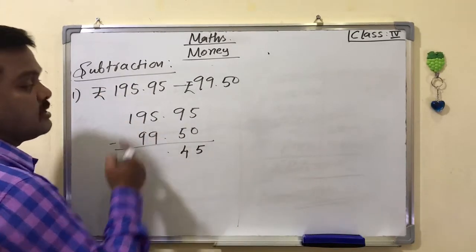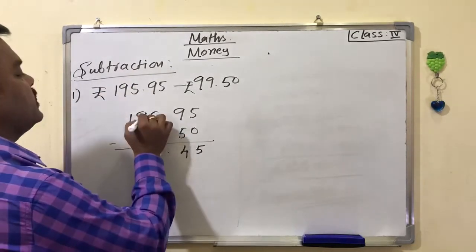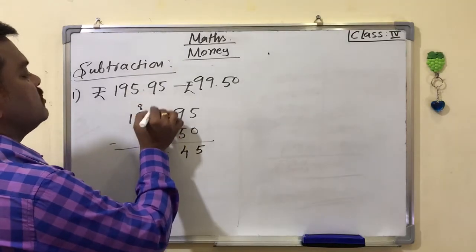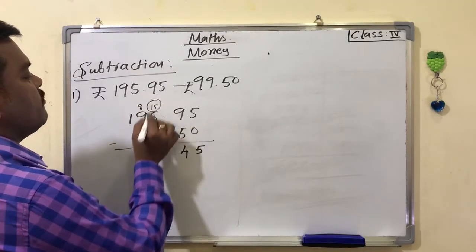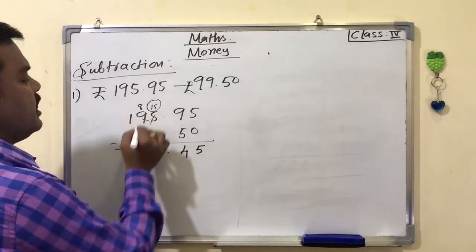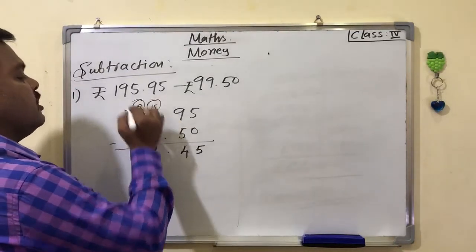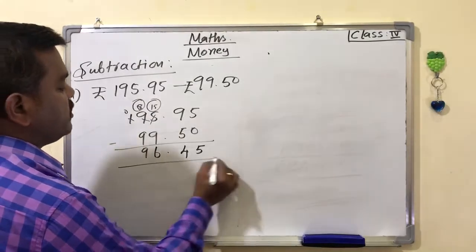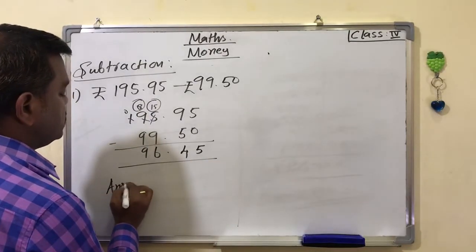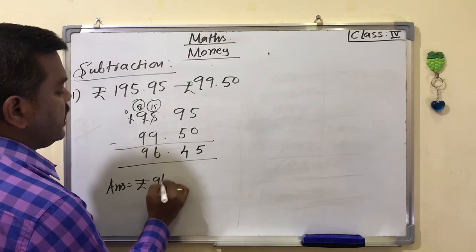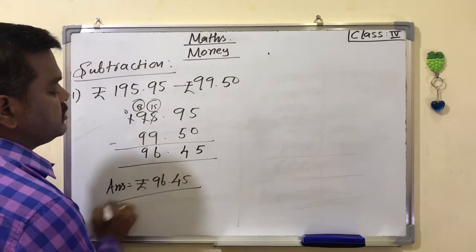Then 5 minus 9, we cannot, so borrow from the left side. Now this is 8, this is 15. Okay, 15 minus 9, 6. 8 minus 9, we cannot, so borrow from the left side. Now this is 0, 18. 18 minus 9, 9. 6, 45. So the answer is rupees 96.45. This is the answer.